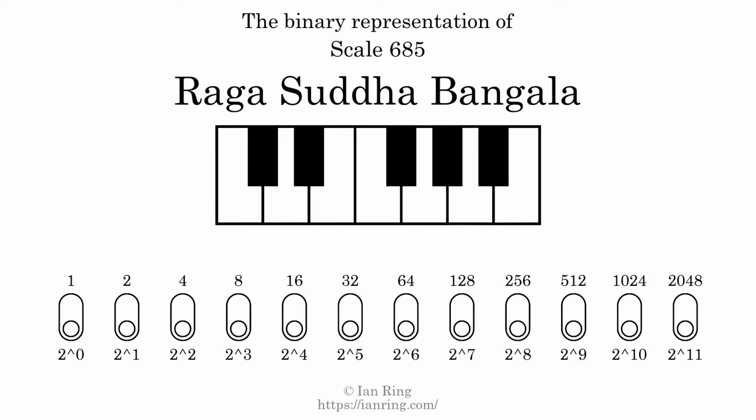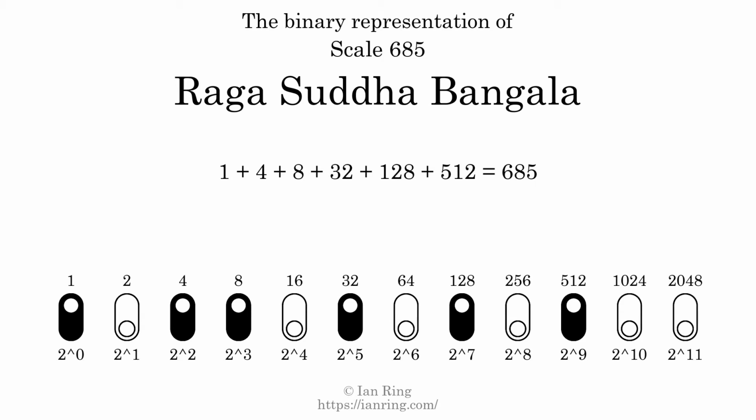The binary representation of this scale is determined by mapping tones of the scale to binary digits. Each binary digit represents a power of 2. To get the scale number, we add the powers of 2 together. The powers of 2 that are present in the scale, all added together, equals 685. That is why the scale number, in decimal, is 685.